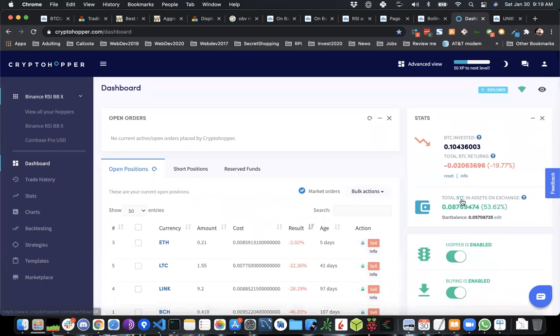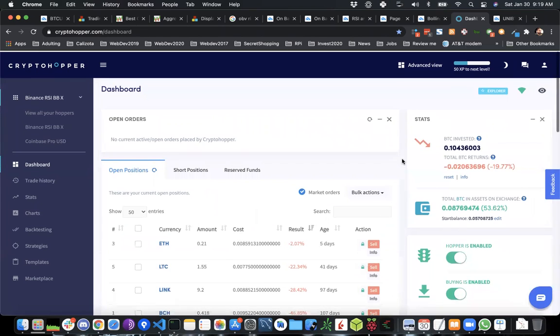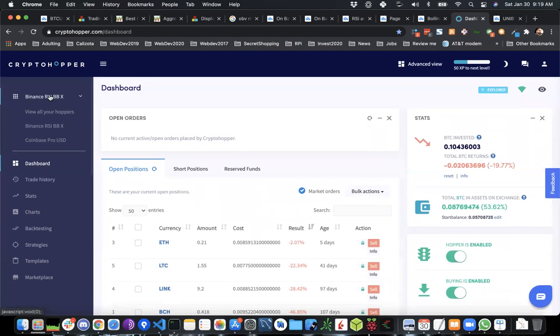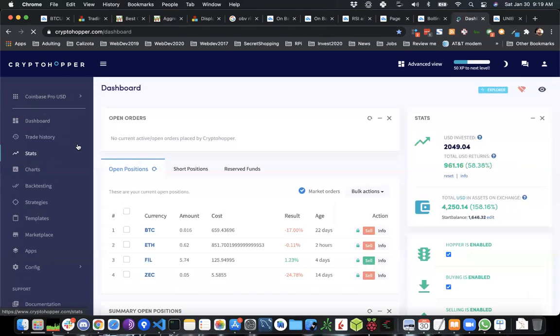right? So I've gone from having a nickel in Bitcoin to 8 cents in Bitcoin, which, if you do the quick math, is $500 to $800. So I've made $300, and a 5-to-3 ratio is a pretty good return. Now, again, this is my Bitcoin, my Binance US hopper using Bitcoin. I also have a Coinbase one using US dollars, and this one is performing amazingly.